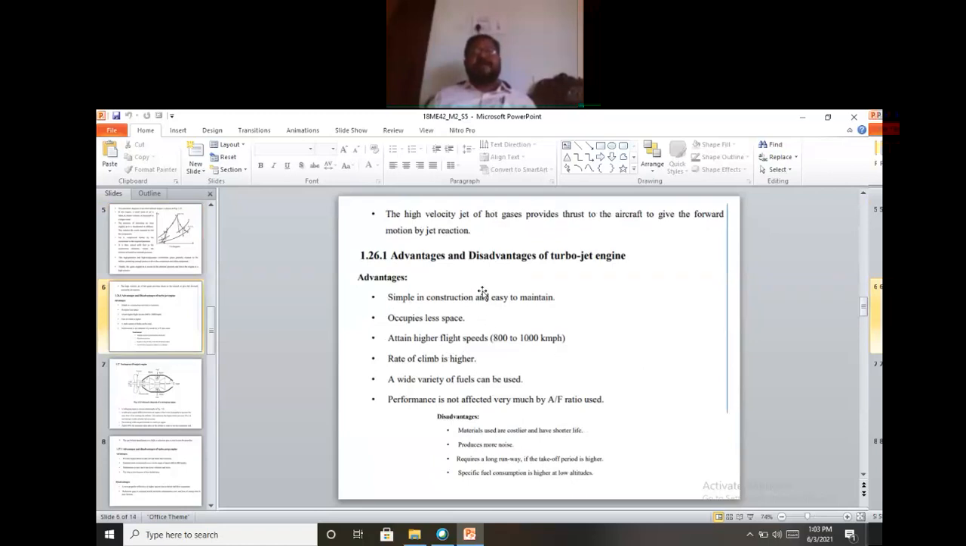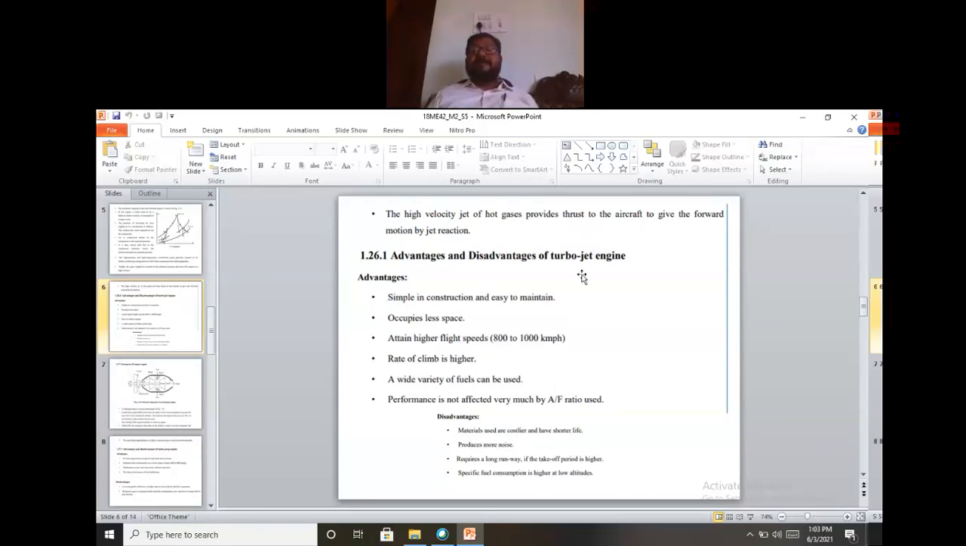Due to that high velocity, the jet of hot gases provides thrust, which is nothing but the force on the aircraft that gives forward motion by jet reaction. The thrust acts in the backward direction, and it pushes the aircraft in the forward direction. Therefore, the aircraft moves forward.